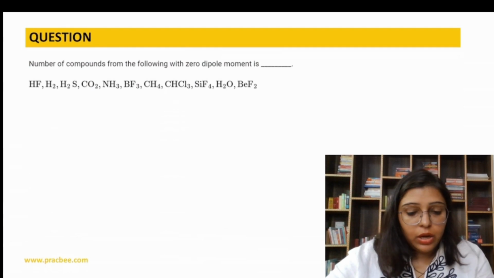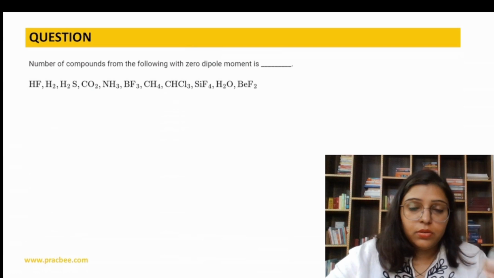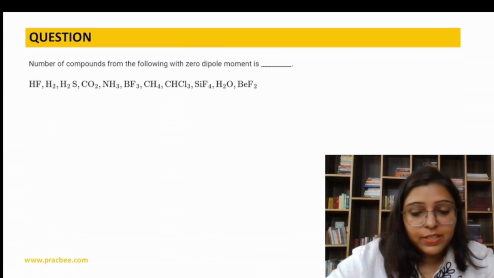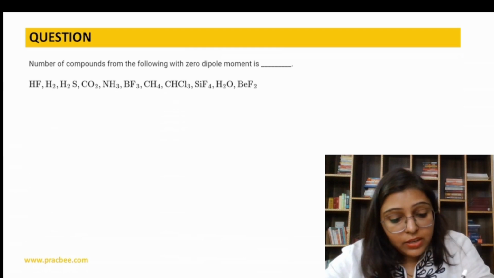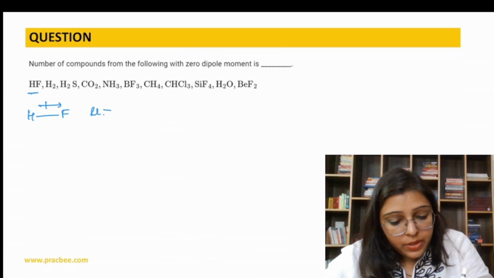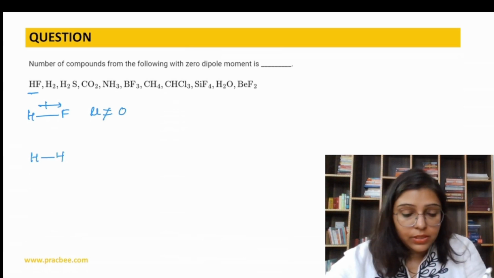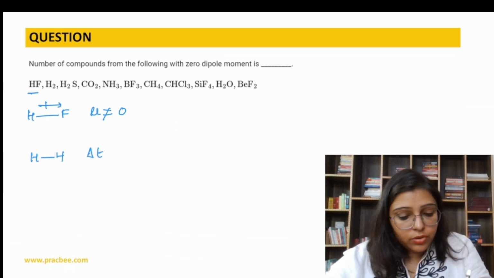6. Now next, number of compounds from the following with zero dipole moment is. Number of compounds from the following with zero dipole moment is. So obviously you have to calculate dipole moment. So for HF, we have dipole moment towards the fluorine side. The dipole moment is not equal to 0. H2, same atoms, bond is between same atoms, so difference in electronegativity is 0 and dipole moment is 0.